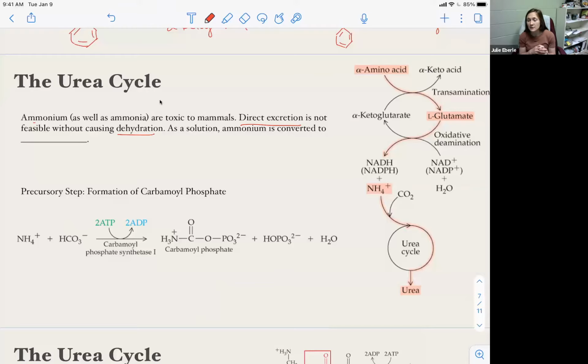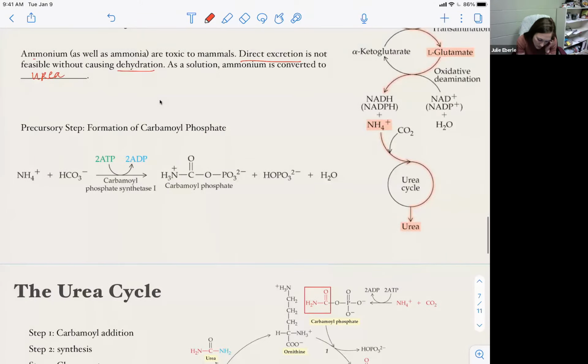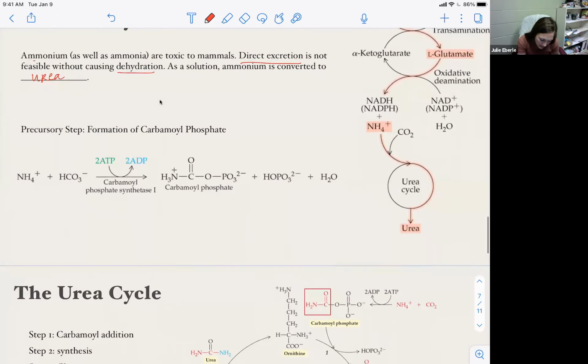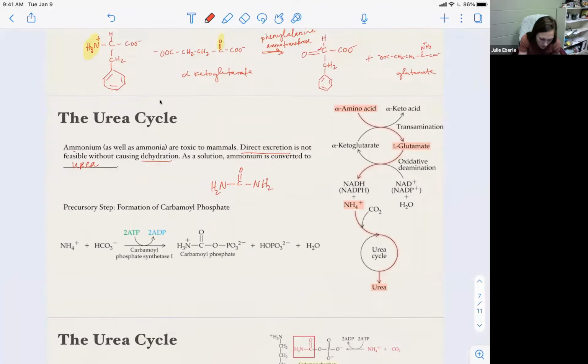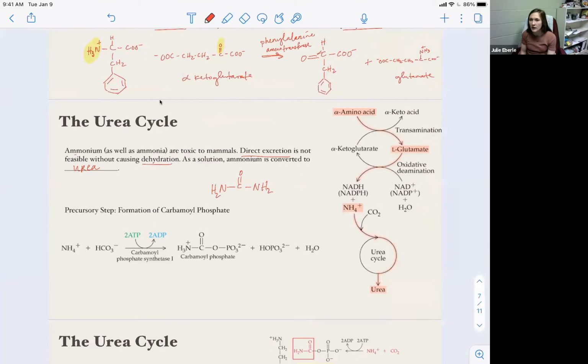So the best way for our body to do this is to convert it to a different compound. So we convert it to urea, and then we can excrete urea without dehydrating ourselves. Urea, by the way, I'm going to draw it. It's right down on the next slide, but it's a carbon double bonded to an oxygen, and then we have NH2 and NH2. Notice that there's no charge on urea, unlike the ammonium ion, and that's the reason we can safely excrete it without dehydrating ourselves.